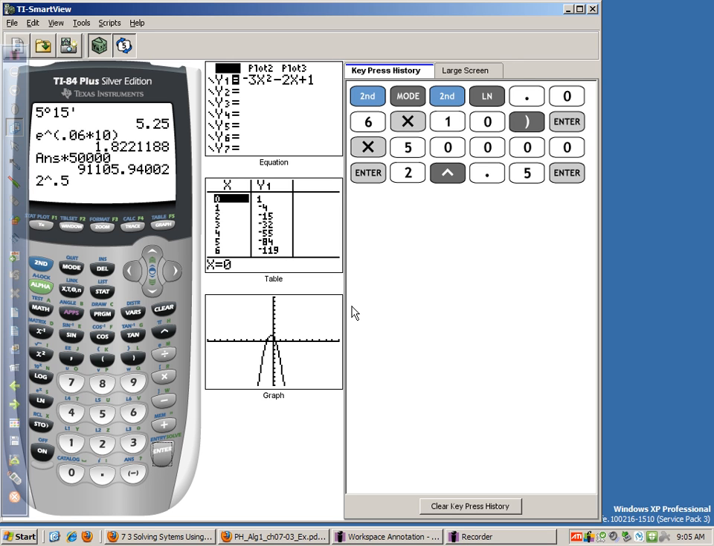Any other questions on the calculator or calculating exponential functions on your calculator?